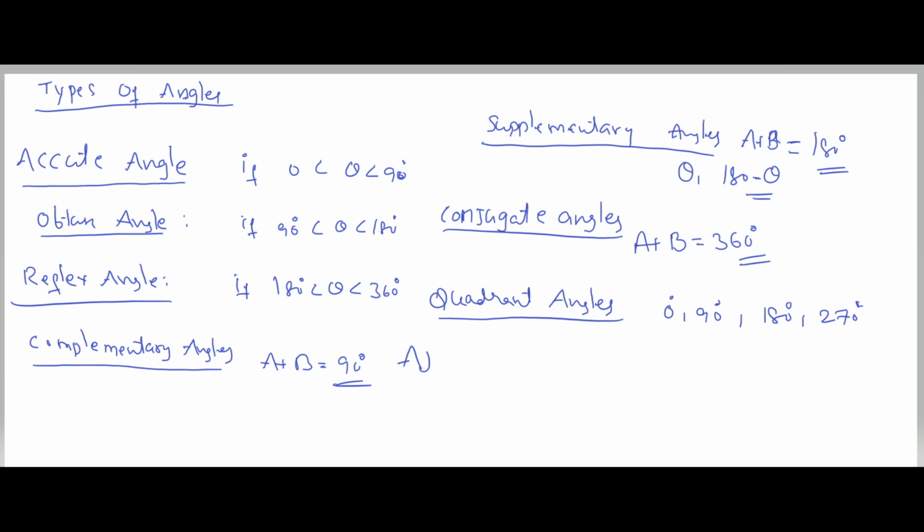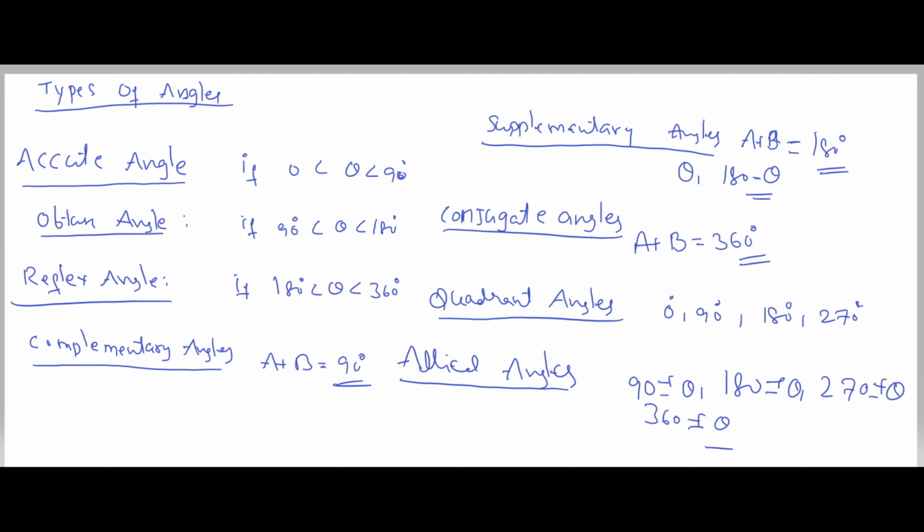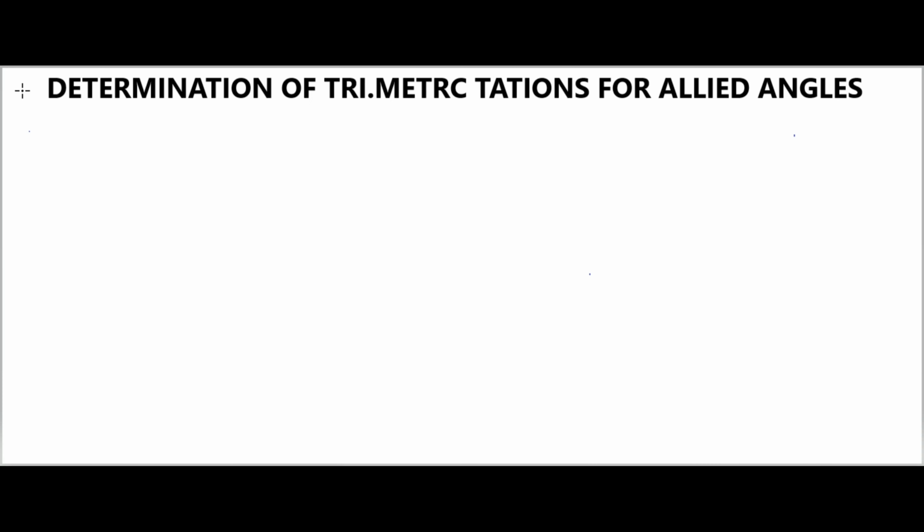Next one, allied angles. Allied angles means 90 plus or minus theta, 180 plus or minus theta, 270 plus or minus theta, 360 plus or minus theta are called allied angles of theta. Determination of trigonometric ratios for allied angles.